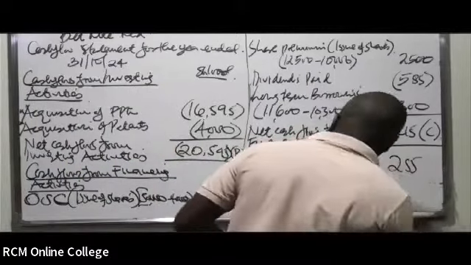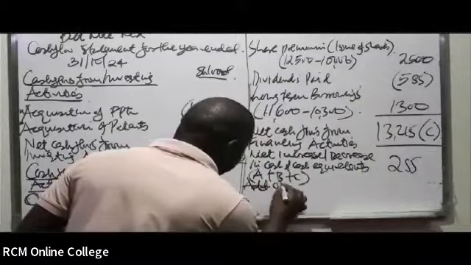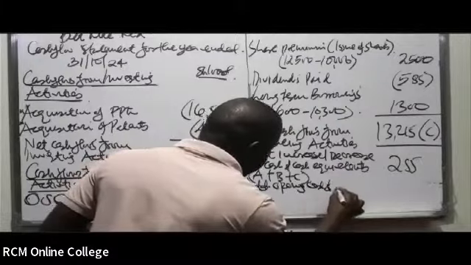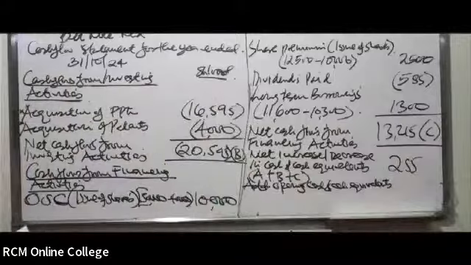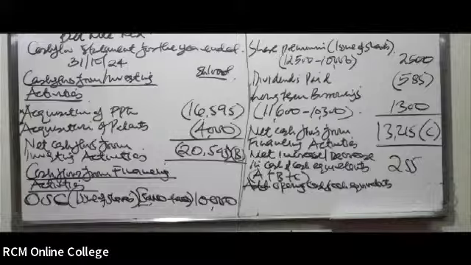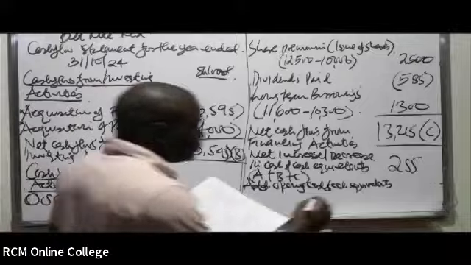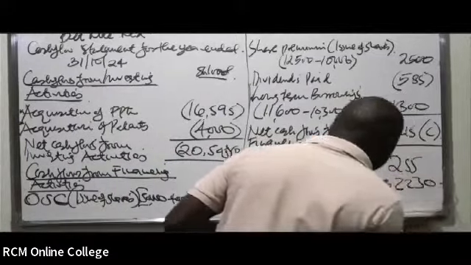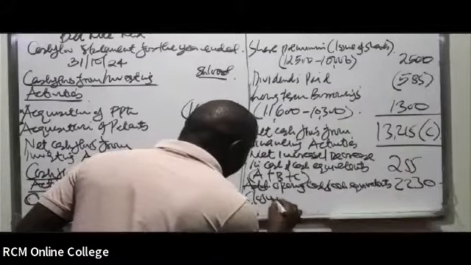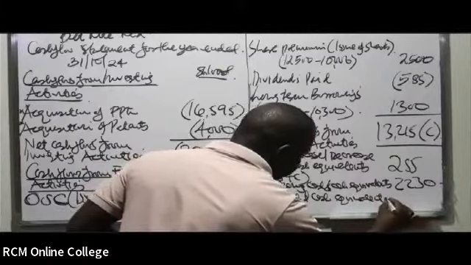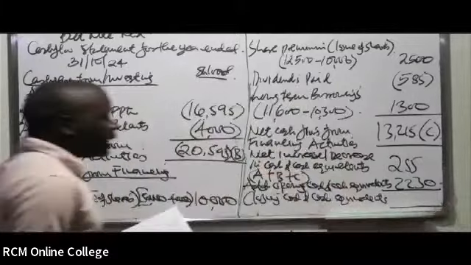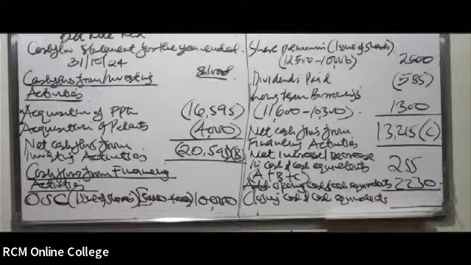What do we say? We add on the opening cash and cash equivalents. So what is the figure for the opening? The opening cash and cash equivalents is actually 2230. With these, we should be able to get the closing cash and cash equivalents. What is the closing cash and cash equivalents when you add? You get 2485. Right?